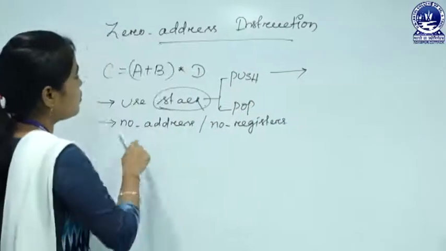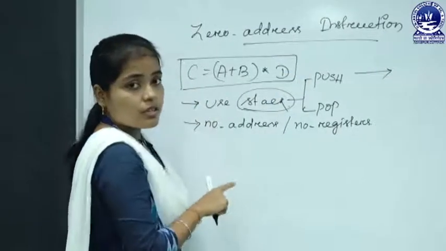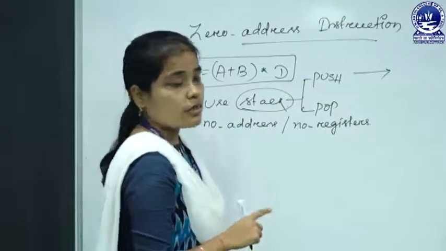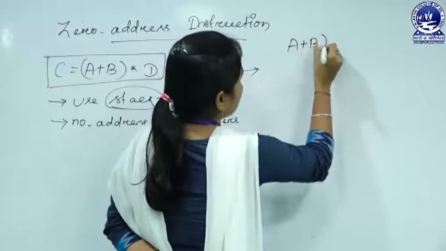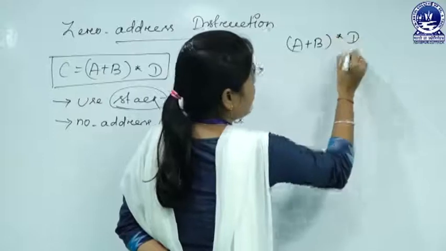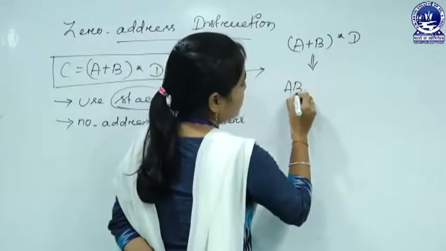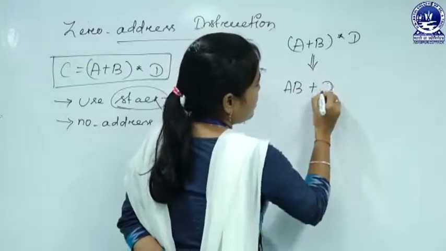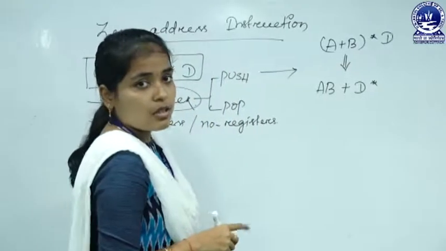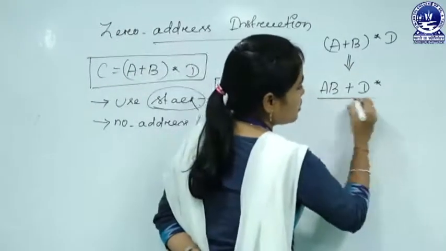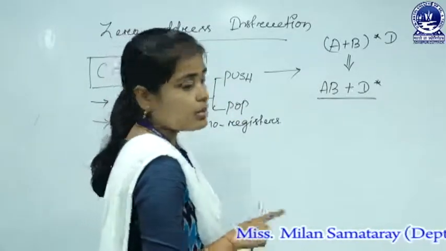First, what we have to do? First, we have to decode this instruction into its postfix notation. If we write A plus B into D, the postfix notation is A, B, plus, then D, and last one is multiplication. So, by using this postfix notation, we have to write the codes or instructions.